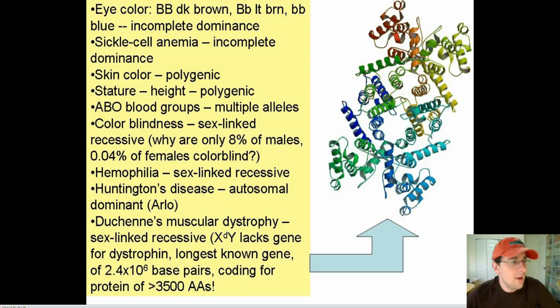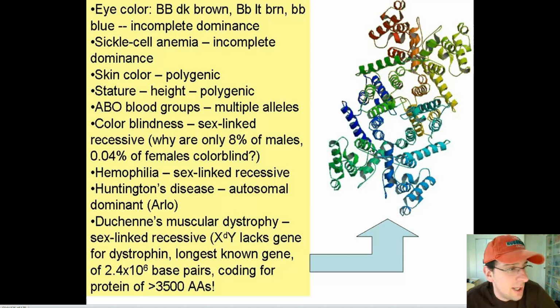All right? Eye color, we talked about that. It's incomplete dominance in multiple alleles. Sickle cell anemia is incomplete dominance, depending on which level you look at. Remember, it's one of those things that depends on the level you look at. Chemically, it looks more like incomplete dominance, but if you look molecularly, it actually looks like codominance, and if you look at the organism level, it looks like complete dominance. We talked about that in a previous video during the Mendel lecture series.